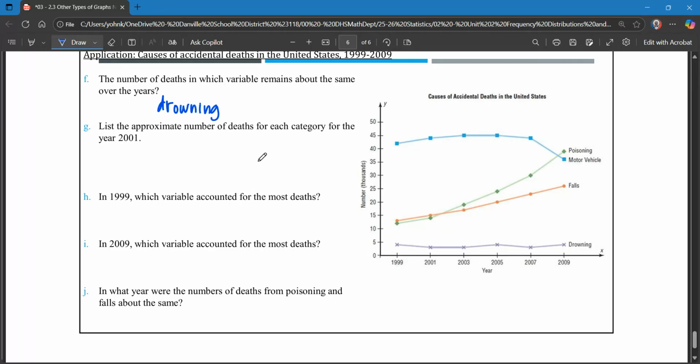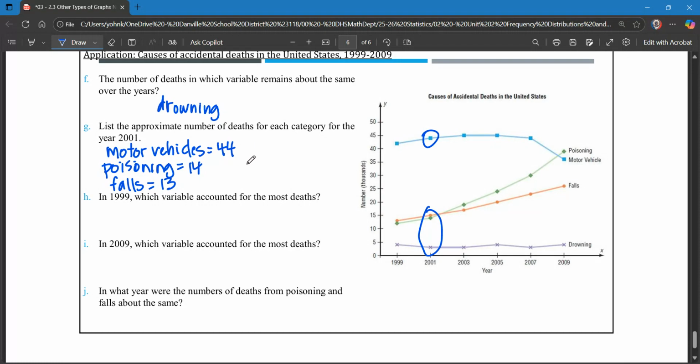List the approximate number of deaths for each category for the year 2001. So the year 2001, I want these right here. So the top one is motor vehicles. That would be about, we'll say 44. And then we got poisoning. We'll say poisoning is the green one. We'll go with 14. And then we got falls, which is right below it. We'll say 13. And then we got drowning. That looks about 3.